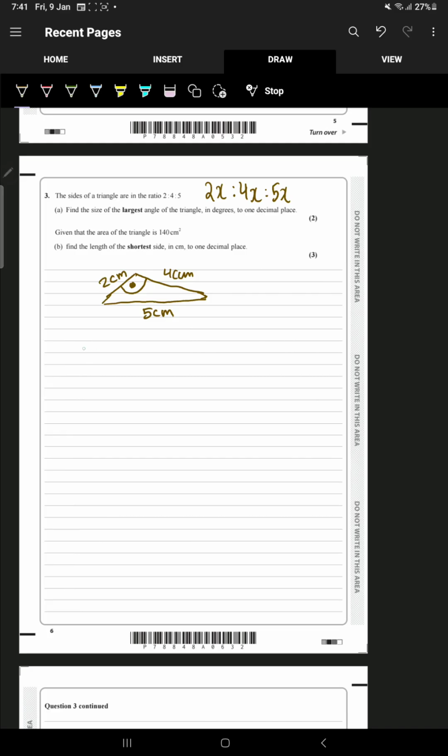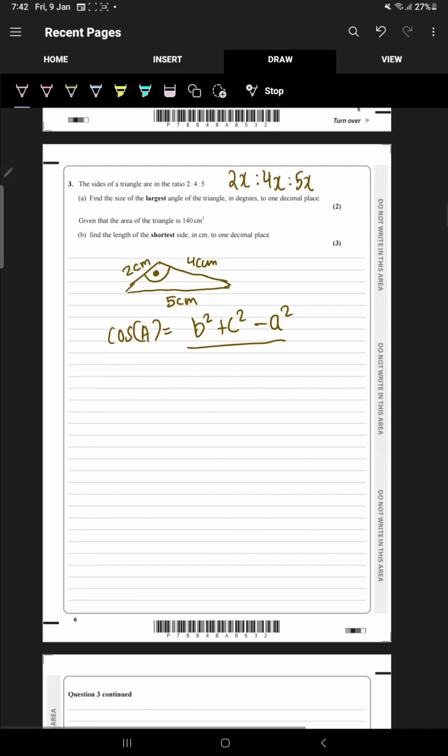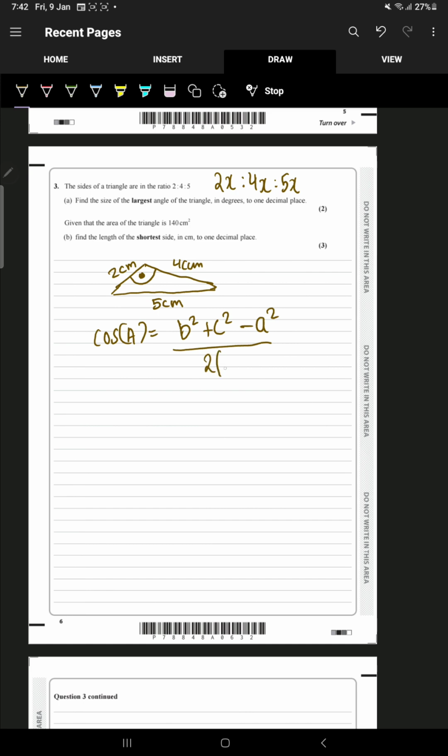We have been given three sides and no angle, so this means that we have to use the cosine rule. So cos A is going to be b squared plus c squared minus a squared, when you rearrange to make cos A the subject, over 2bc.